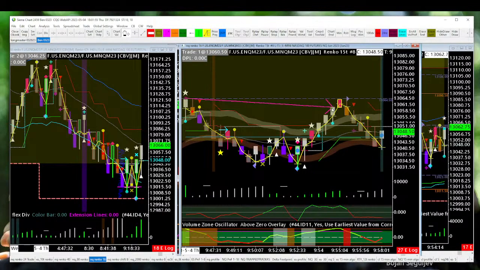I took it because it was double divergence. It had the background, and it had the dot. That's usually pretty good, but it needs to be at a location. And in this case, the location would have been down here. So it was just kind of in the middle.